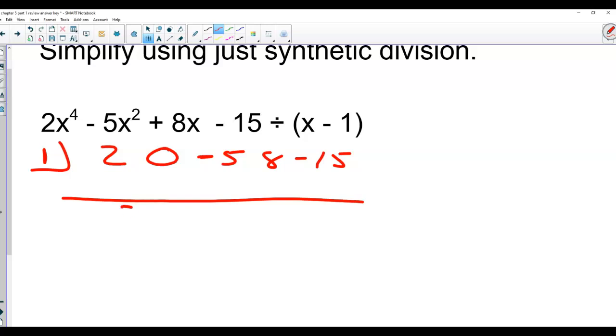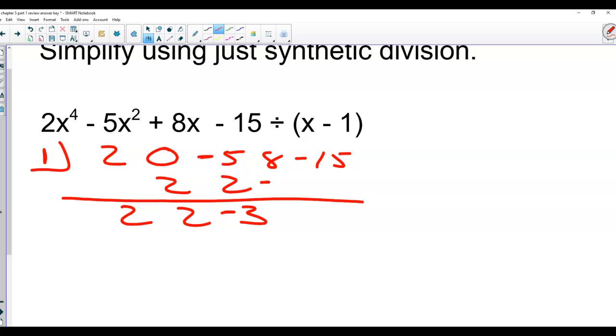We're dropping the first term. That's automatic. And then it's multiplication, addition. 2 times 1 is 2. 0 plus 2 is 2. 2 times 1 is 2. Negative 5 and 2 is negative 3.